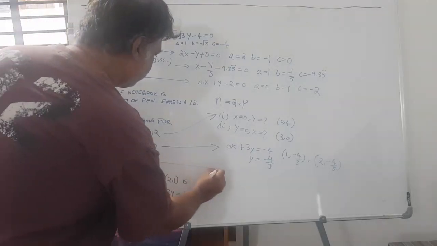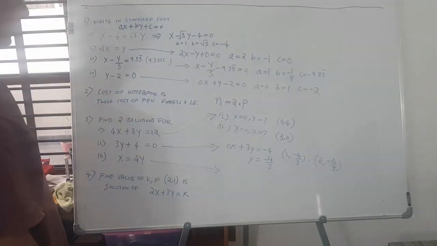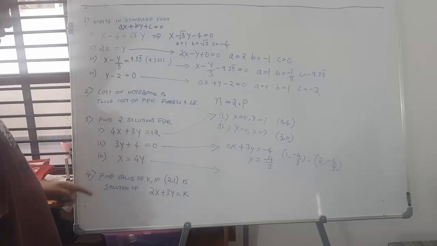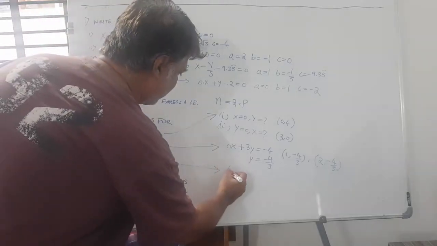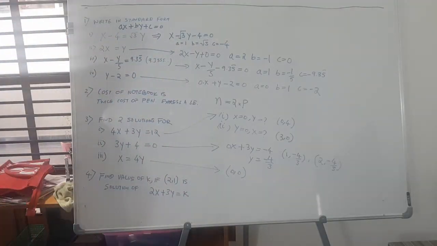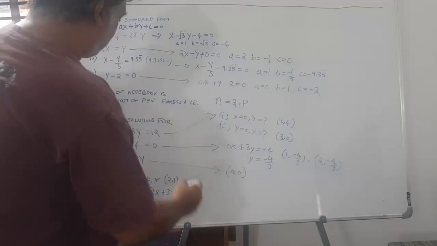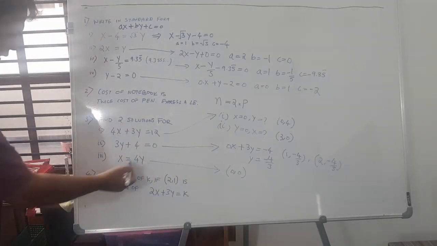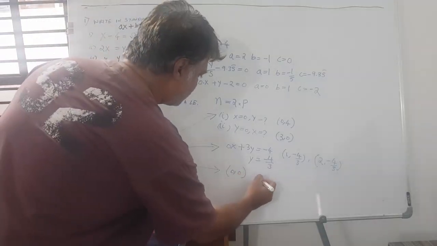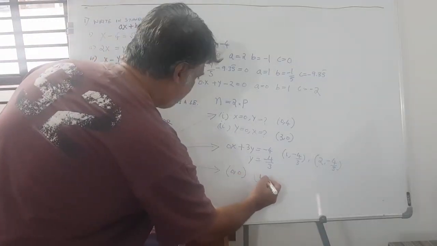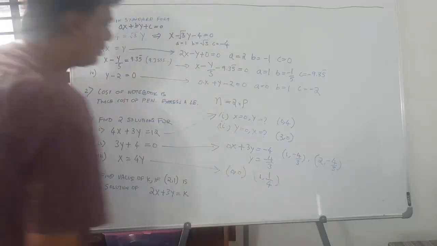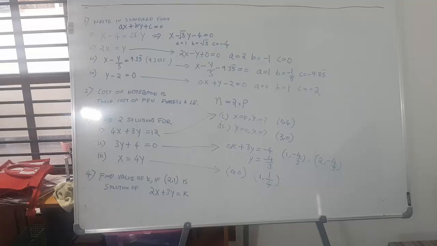For this one, x is equal to 4y. If you put y is equal to 0, you get x is also 0. So one solution is 0 comma 0. Another solution is, if you put x is equal to 1, y will be 1 divided by 4 because the 4 will go to the denominator. So the second solution is, if you put x as 1, y will be 1 over 4. These are the two solutions.